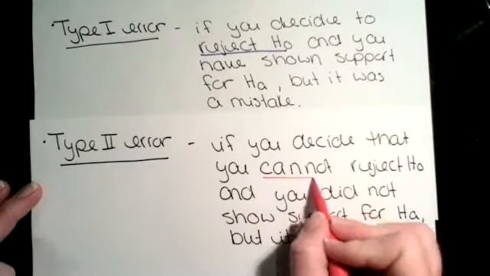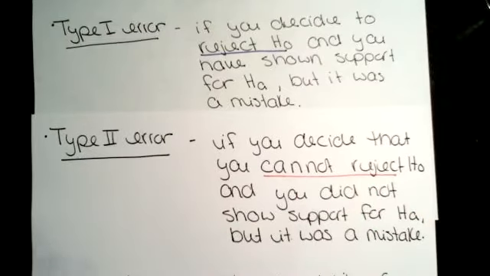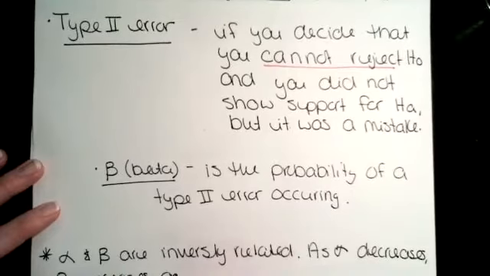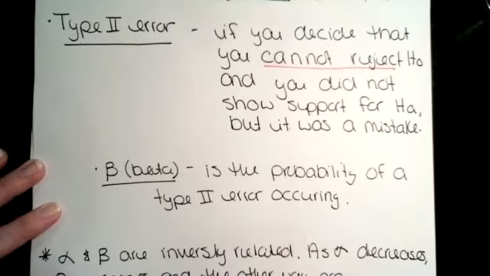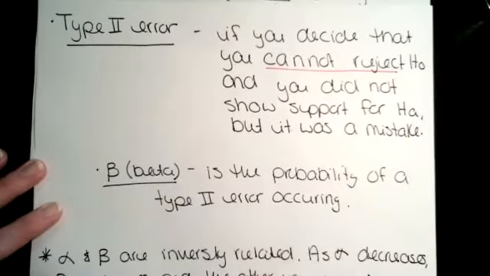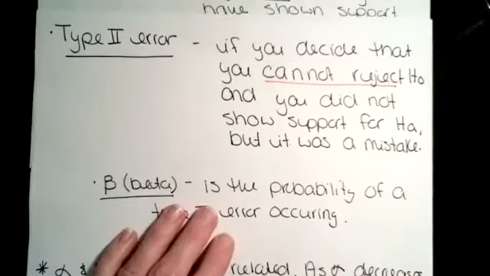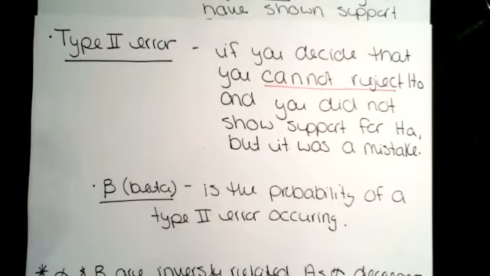And then vice versa, the other way around. So if alpha increases, so our probability of making a type 1 error increases, then it's going to decrease the probability of making a type 2 error.